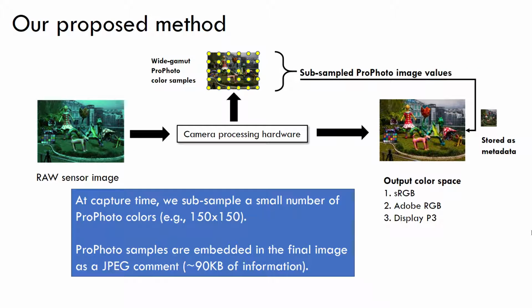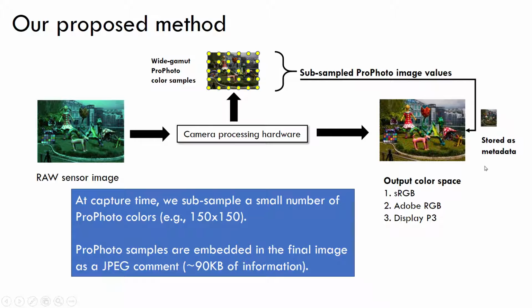So at capture time, we have our raw sensor image. It runs through the camera processing pipeline, but we're going to extract a very small set of samples from the available ProPhoto colors. I'm showing it here so you can see we just subsample this image, very small, like 150 by 150 color samples. And we're going to embed that inside your output image. And we embed this as a JPEG comment. And without any compression, this is going to take up about 90 kilobytes of additional data. And you could probably get away with even a little bit smaller subsampling here. So pretty minimum overhead for this additional metadata.